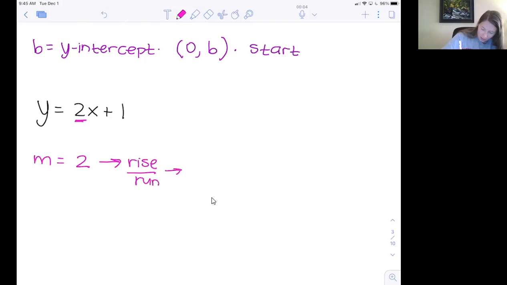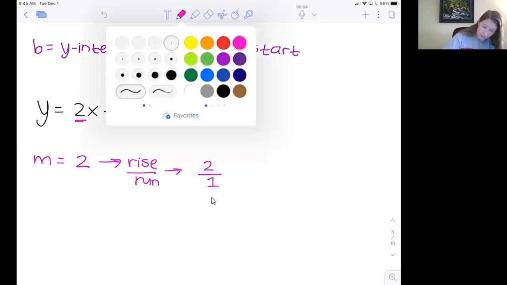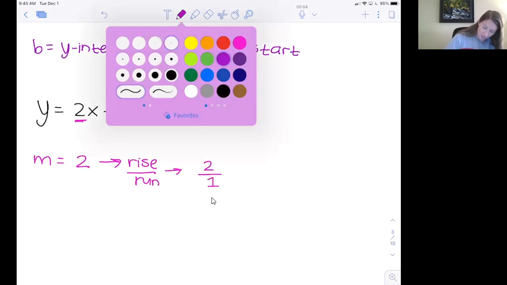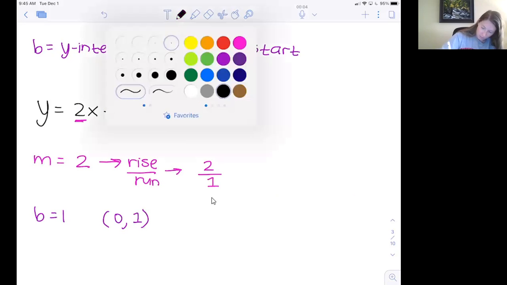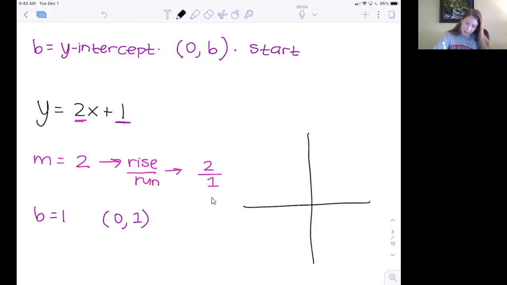So I've got 2, and then I have like an imaginary 1 below. Okay, so what it means is I'm going to go up 2, rise 2, run 1. And then my y-intercept is 1. So I just know I'm going to have a point at 0, 1. So now when I graph this, my y-intercept is where I start. So I start at 1. Okay, that's what this tells me right here.